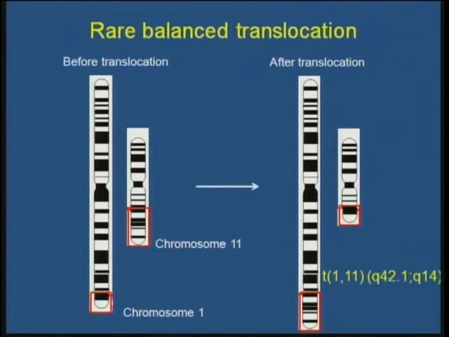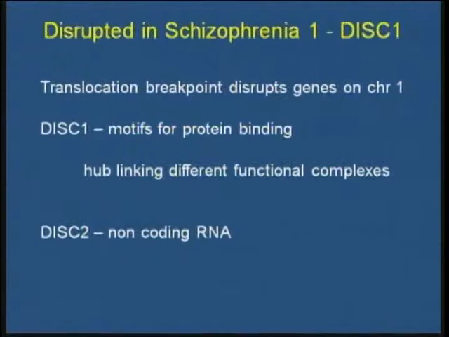This was identified in a very large Scottish kindred in the early 80s, and that family's now been followed for the last 30 years with psychiatric evaluation. The breakpoint at chromosome 1 and chromosome 11 was completely revealed by sequencing, and the breakpoint at chromosome 11 is actually in a gene desert, but in chromosome 1 it disrupts a gene called DISC1, disrupted in schizophrenia 1.